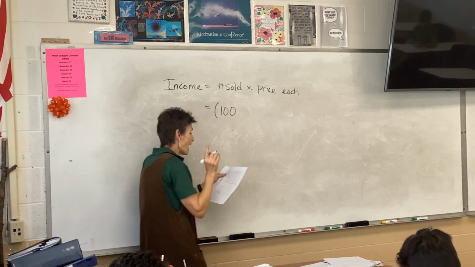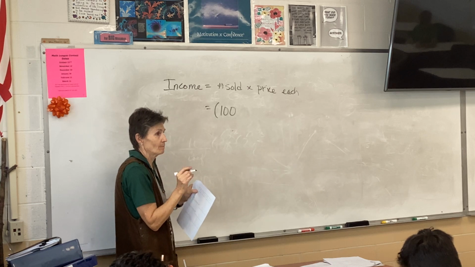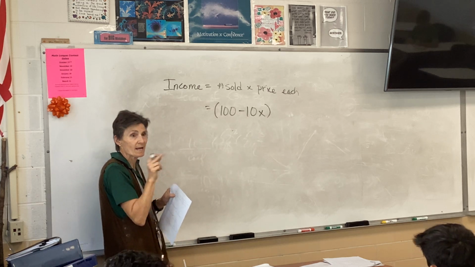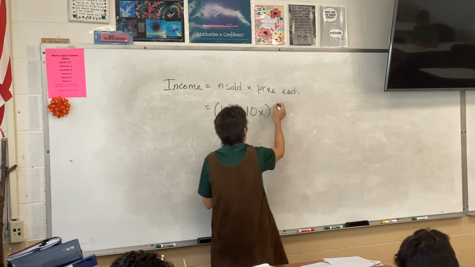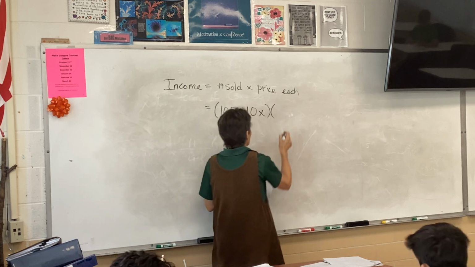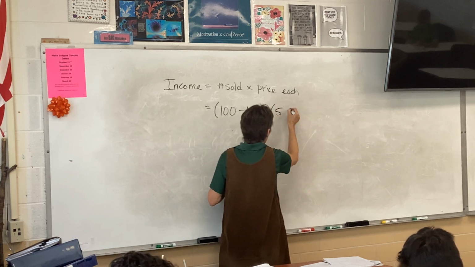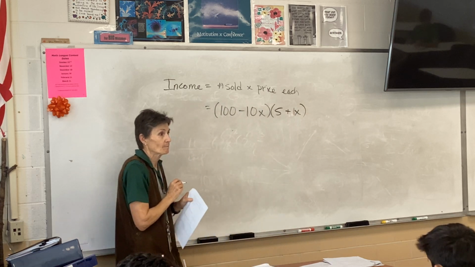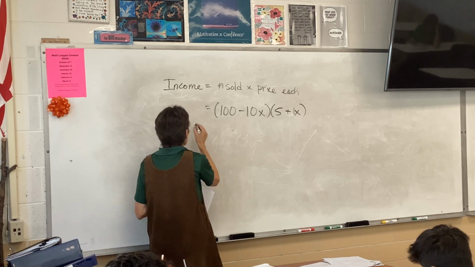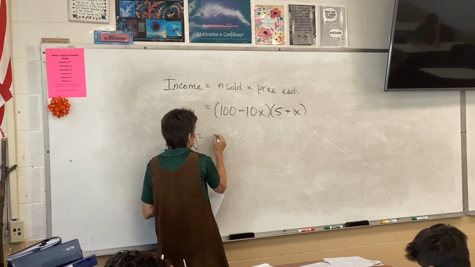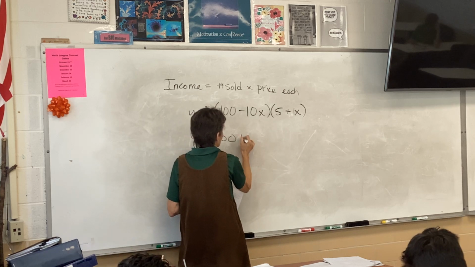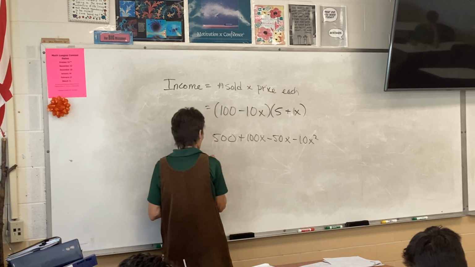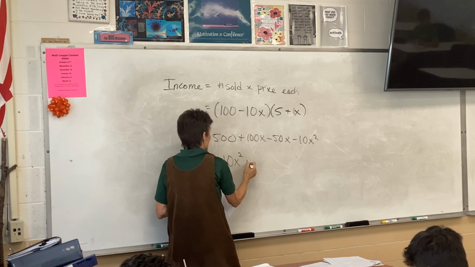100. But what's happening to that number? Minus 10. It's going down in increments of 10. So it's 10x. And then, how much am I selling them for originally? $5. But that's going up in increments of 1x, right? $1 per x. Yeah. So if I FOIL this out, this will be a quadratic opening down.